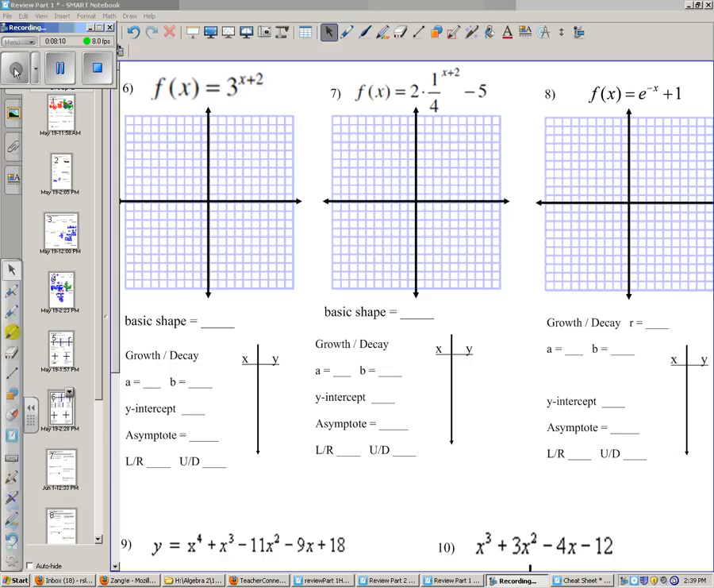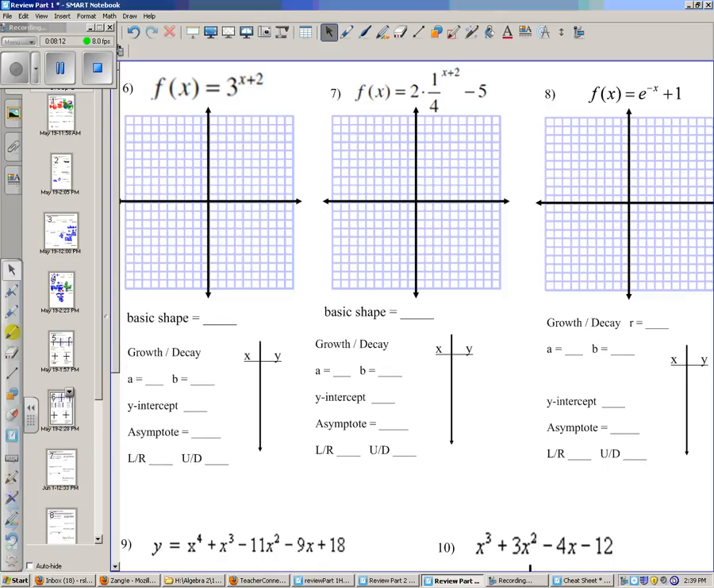A is 1, and B is 3. And since B is bigger than 1, I have growth, which means I have a backwards L. My y-intercept and A are the same. My left-right number is negative 2. I do not have an up-down number, and that makes my wall 0 because those are the same.